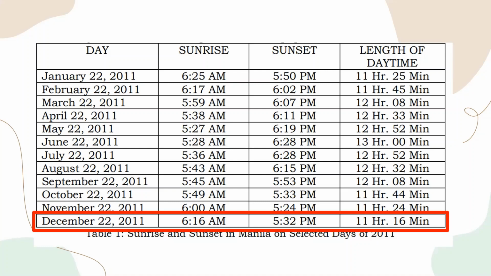As you have noticed, the length of daytime varies for each month, having the longest daytime during the months of March to May or June and slowly decreasing from that time to December.